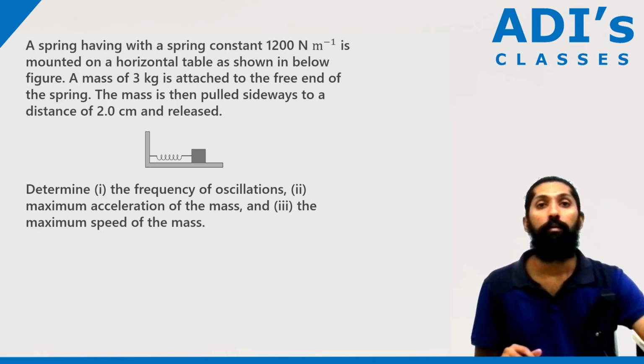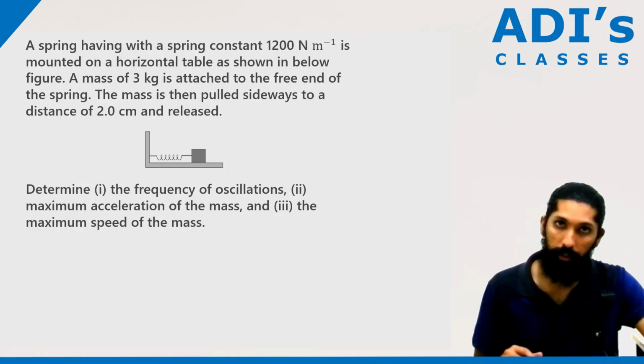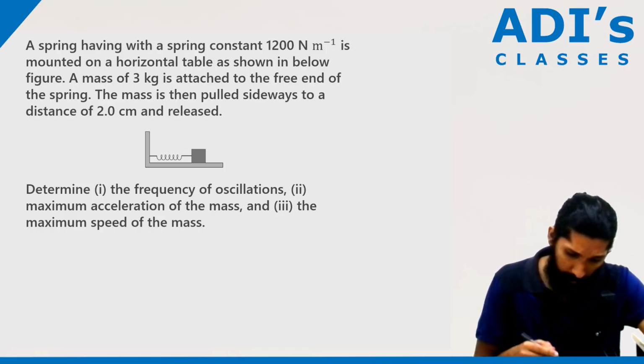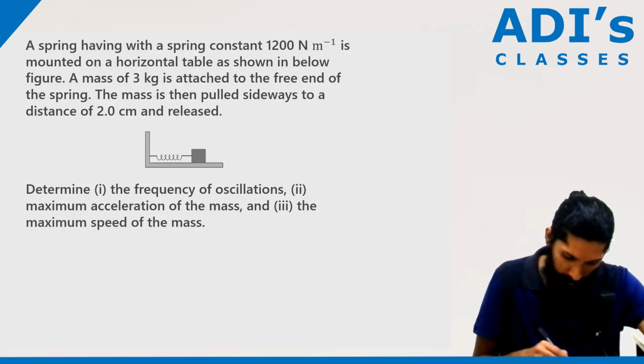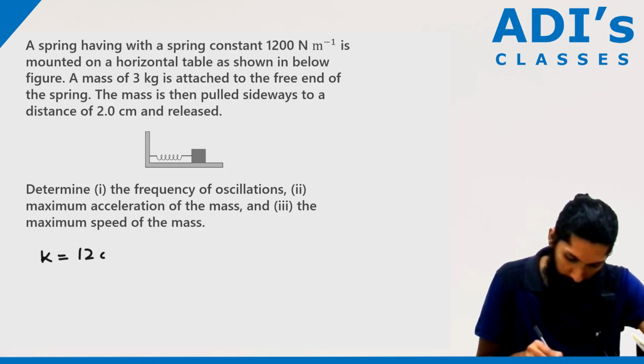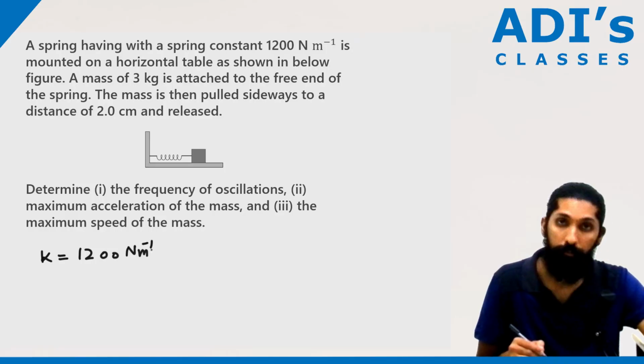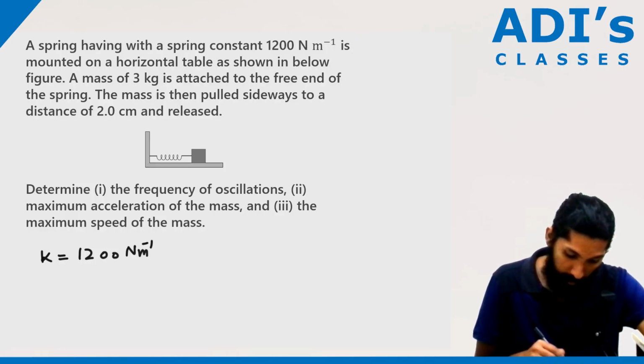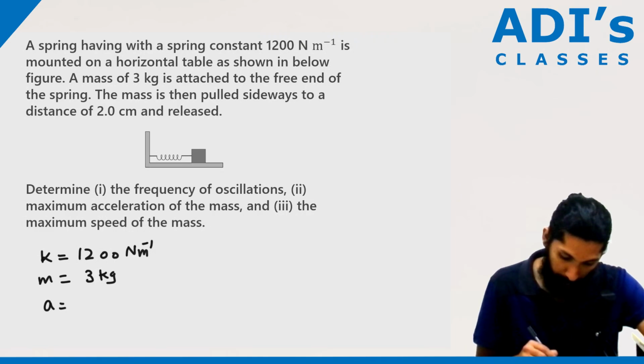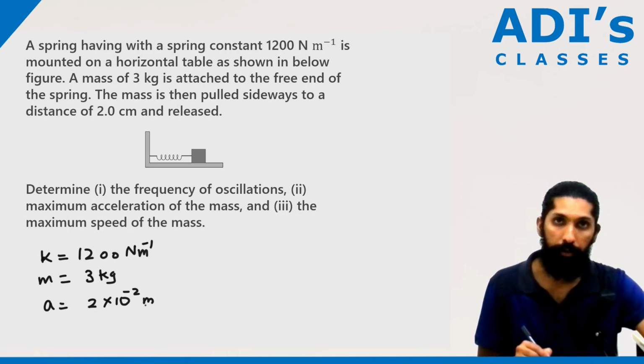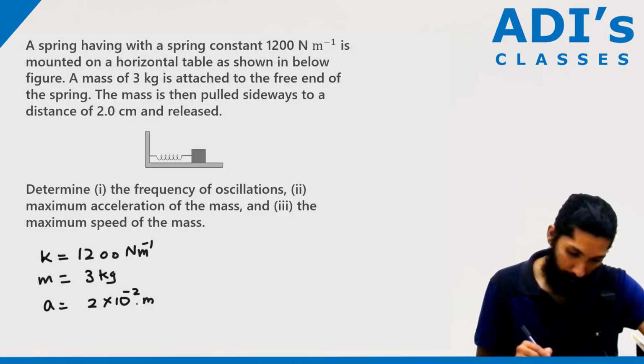Okay. Now you have 3 things to calculate. Let's write down what is given to you first. The spring constant K is equal to 1200 Newton per meter. Next, the mass is given. Mass is 3 kg. Then, sideways, so basically the amplitude is equal to 2 centimeter or 2 into 10 power minus 2 meter. This is the amplitude.